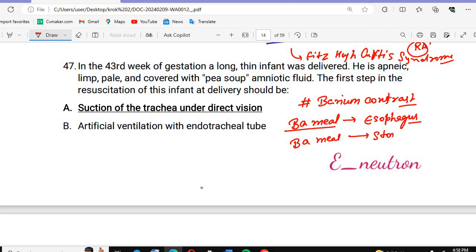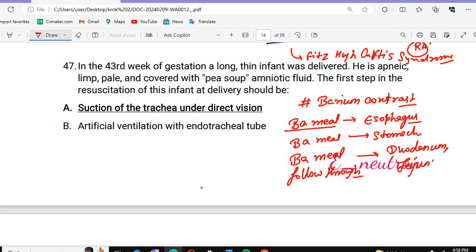In case of stomach as well, we use the barium meal. Then in case of barium meal follow through, we give the barium meal and after that we follow the pathway. This is done in case of the duodenum, the jejunum, and the ileum. So if there is any problem in these three parts of the small intestine, in those conditions we will do the barium meal follow through.